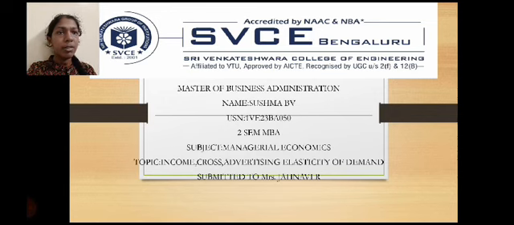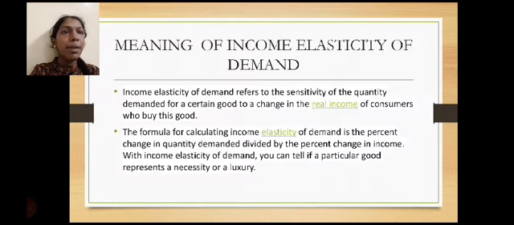In this video, I am discussing the topic called managerial economics, in that income, cross, and advertising elasticity of demand. First, know the meaning of income elasticity of demand. Income elasticity of demand refers to the sensitivity of the quantity demanded for a certain good to a change in the real income of consumers who buy these goods.